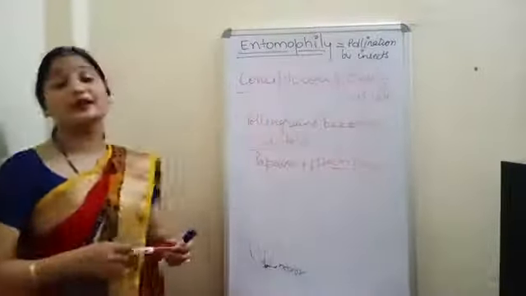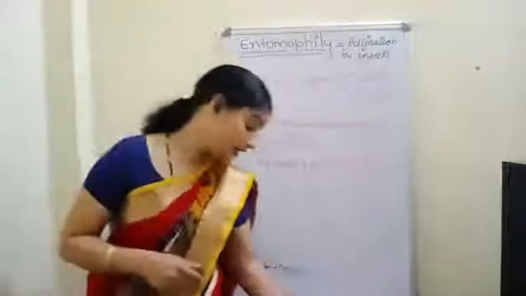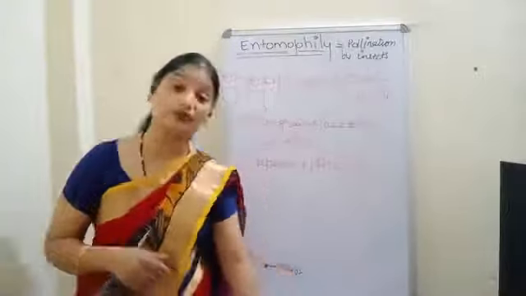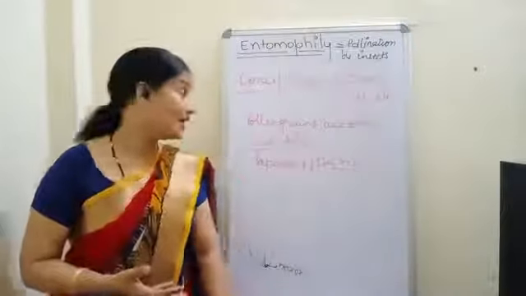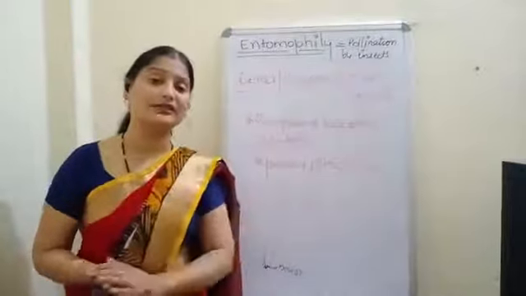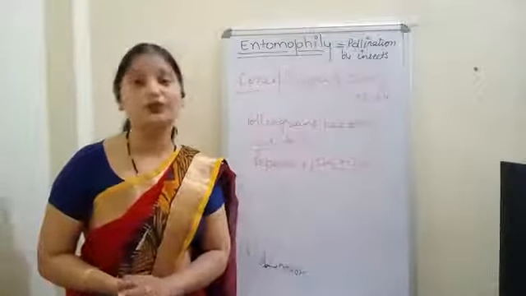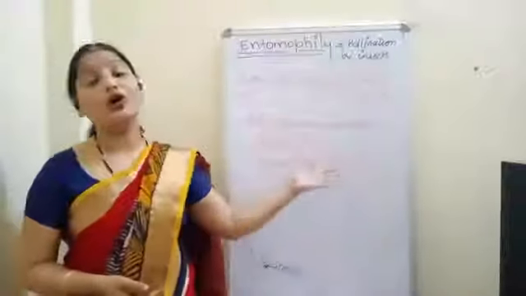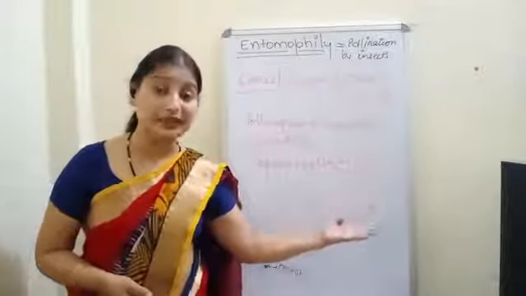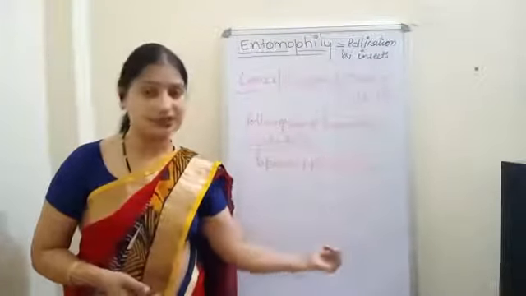That is, the flower should be large, it should be colored, it should be conspicuous, it should have nectar, it should produce some scent, some fragrance, as well as some pollen grains, which may be edible also, and that's why they all are responsible for the entomophily method of pollination.